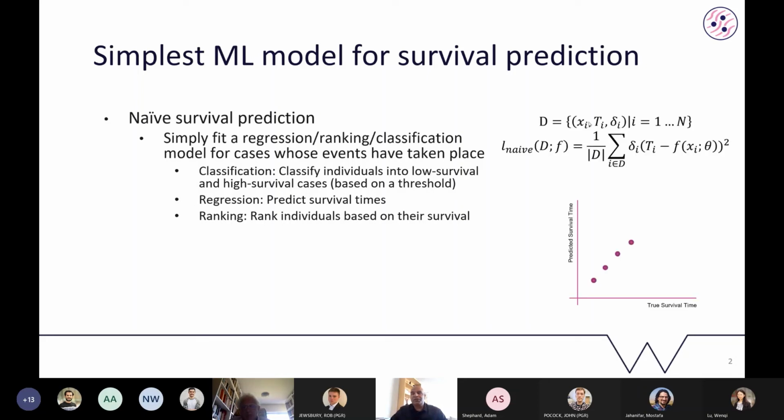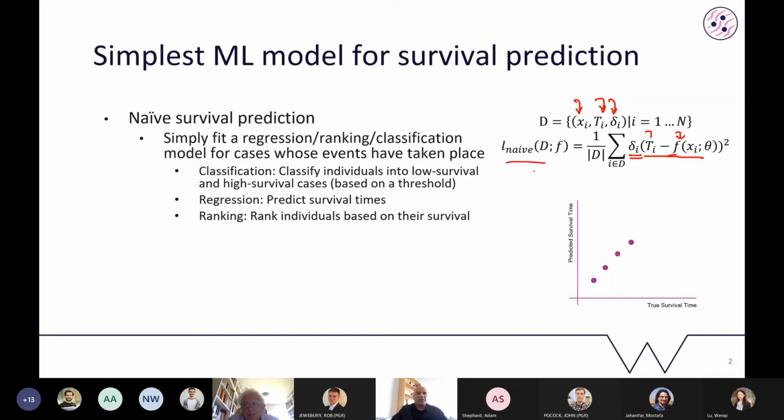So typically we are given a data set, if I can use my pen here. We're given a data set over here in which we have features, we have got times, and we've got whether there are events taking place or not. What we can do is simply try to minimize the square error between the predicted time, which is f of x, and the actual time of survival. And we can take the average of that for all the cases for which events have taken place. And then that would be a regression model.